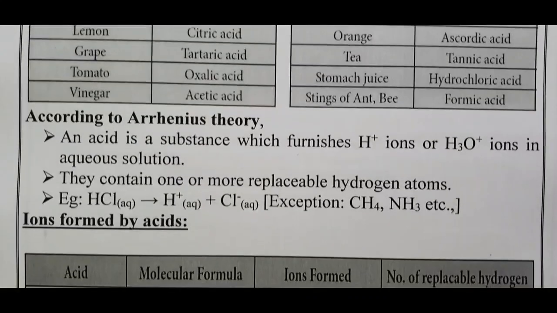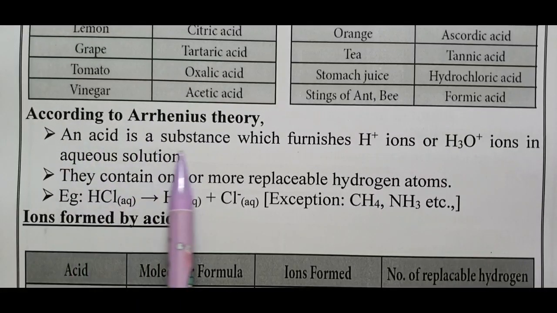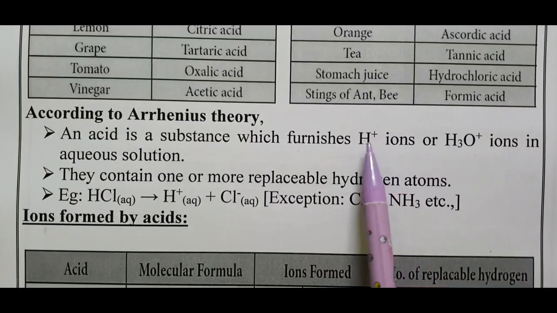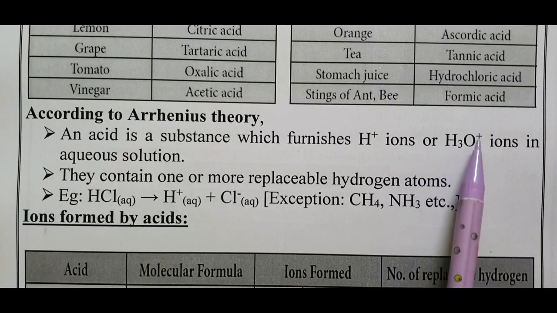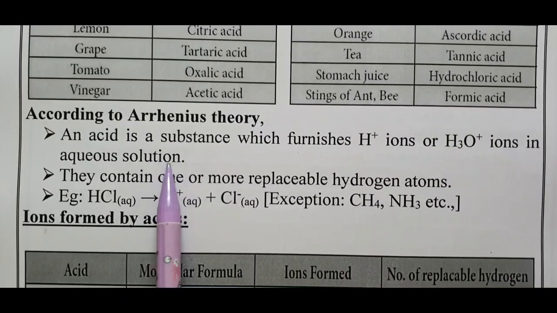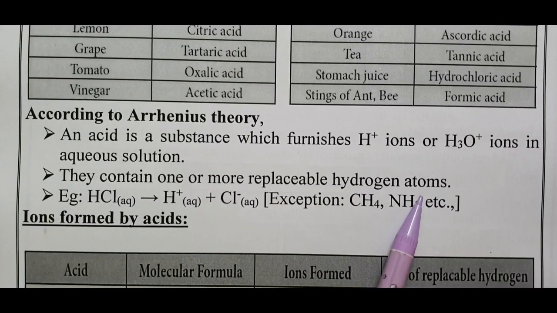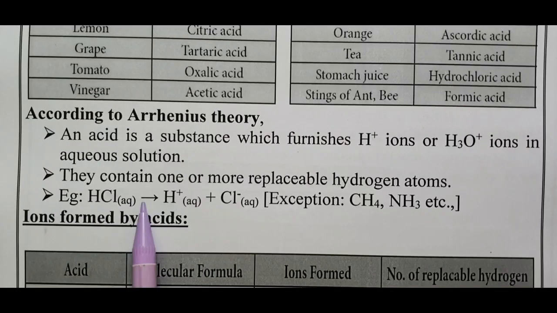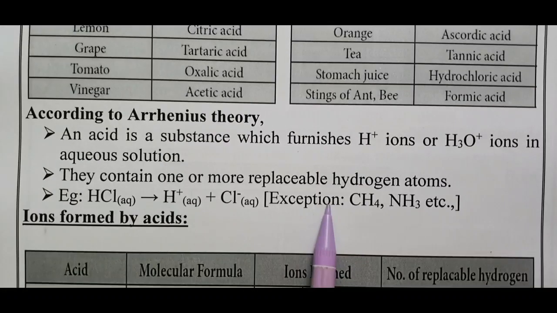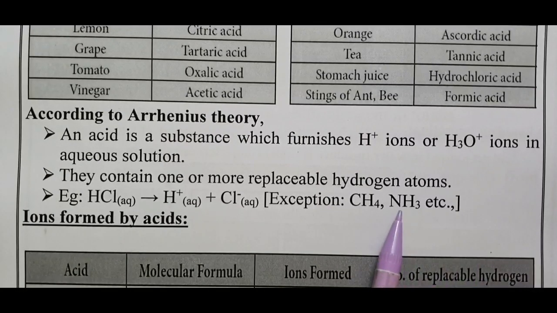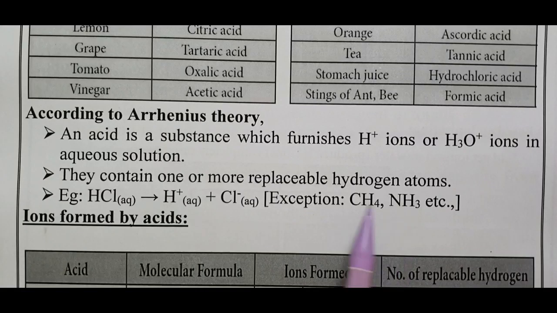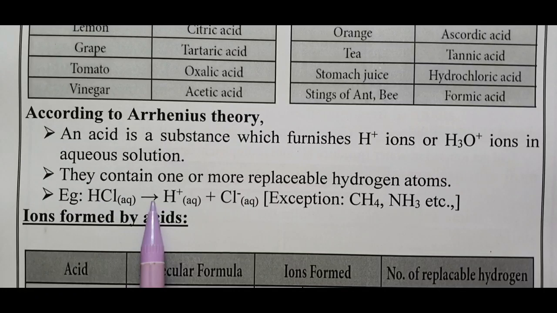According to Arrhenius theory, an acid is a substance which furnishes H plus ions or hydronium ions in aqueous solution. They contain one or more replaceable hydrogen atoms. For example, HCl undergoes dissociation and gives H plus and Cl minus ions. Exceptional cases: methane, ammonia. Ammonia is a Lewis base. It is an electron precious compound. So, an acid is a substance which on ionization provides H plus ions. According to Arrhenius, it is an acid.